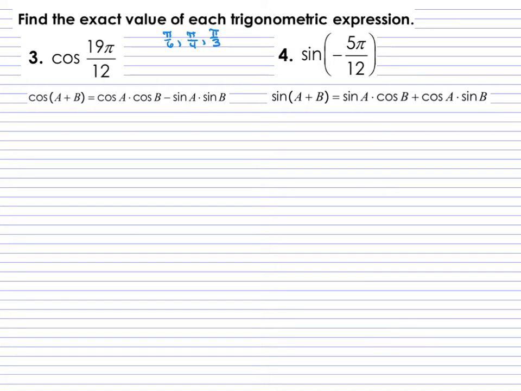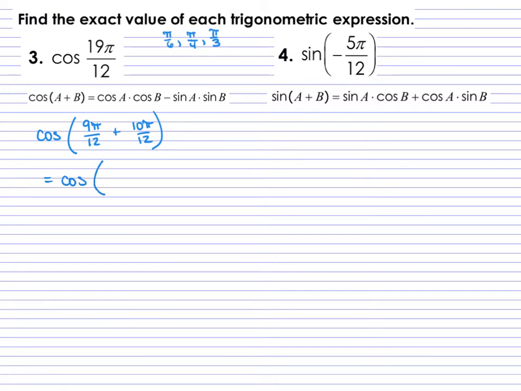So for number 3, I've got the cosine of 19 pi over 12. I'm going to break that up into 9 pi over 12 and 10 pi over 12. Now, again, you may try something and it may not work, and that's fine. Break it apart, try to simplify it, see if it works out, and if it doesn't, that's okay, just go back and try again.